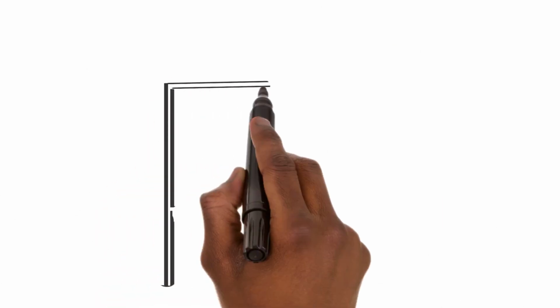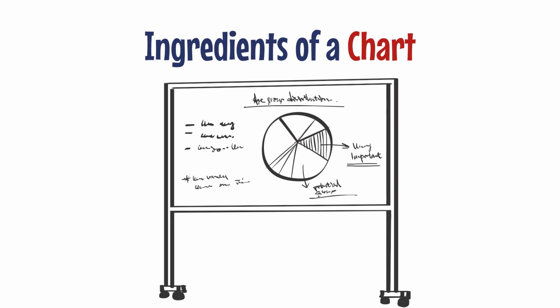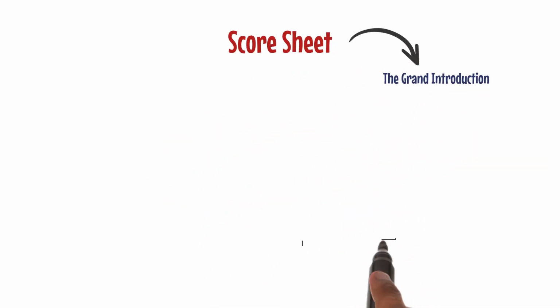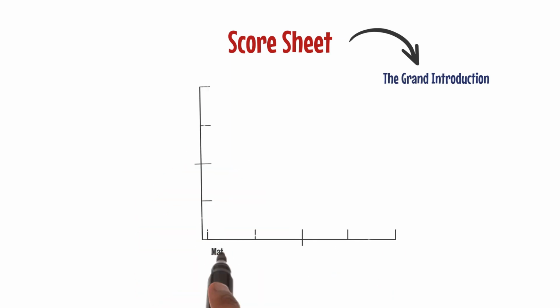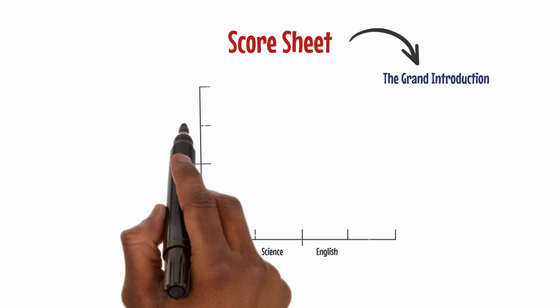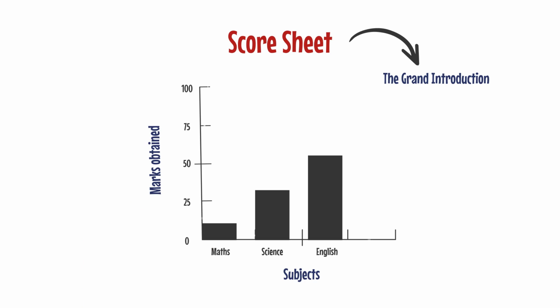Now, let's peek at the ingredients of a chart, like a recipe card for visual magic. We've got the chart title, the grand introduction, the axis, guiding your data's journey, and labels, the storytellers of your data points. Oh, and legends are like the keys that unlock the secrets of each data series.